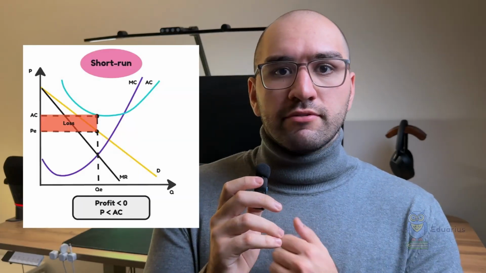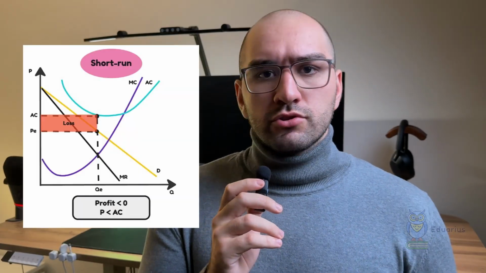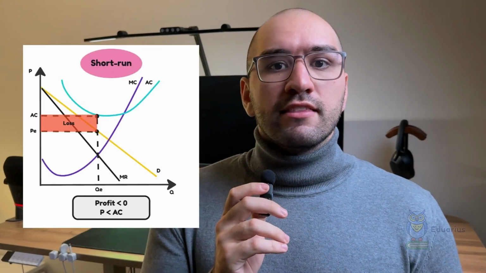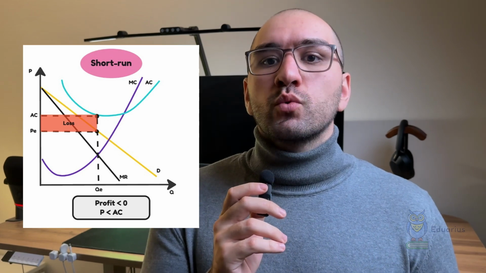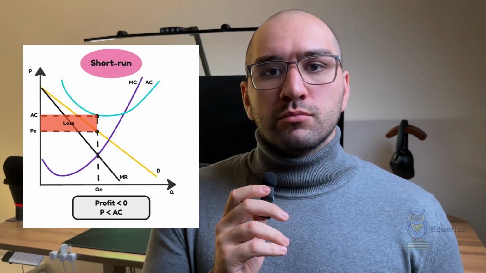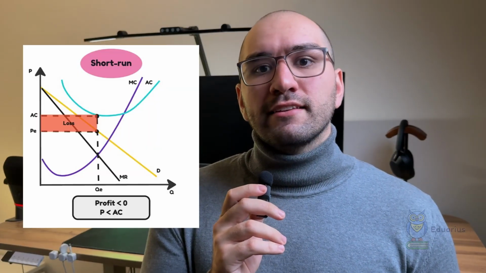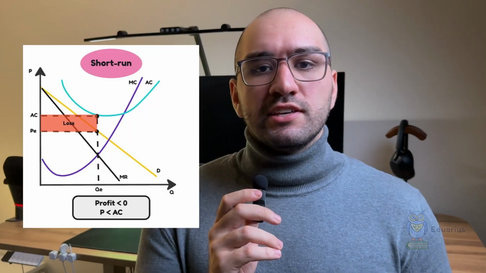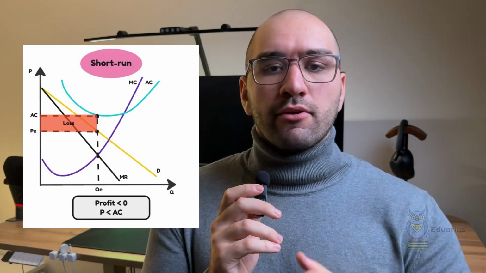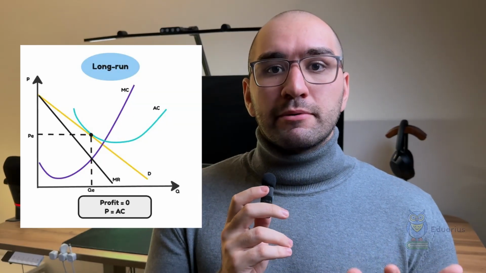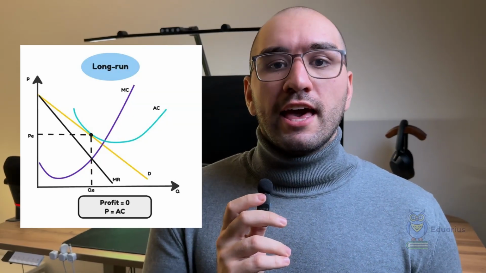On the next graph, there is a loss in the short run. Using the same logic and the same technique, we have to find the monopolist price and quantity. Then going from this price, we move up till the minimum point of average costs, and then going left, we see that the whole red area is the loss for the firm. However, in the long run, the situation changes. A monopolist faces the normal profit, where profit equals zero and price equals average costs.